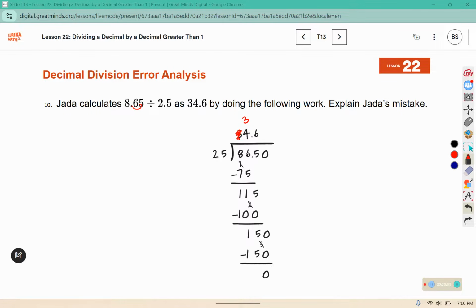Did she do her subtraction correct? 6 minus 5 is 1. 8 minus 7 is 1. Bring down that 5. That looks good. 25 times 4 is 100, but that should be lined up with the 5, not with the 6. 115 minus 100 is 15. And they bring down that 0, and it fits in there 6 times. So it should be 3.46, not 34.6. So her mistake was that she lines up her quotient in the wrong position.